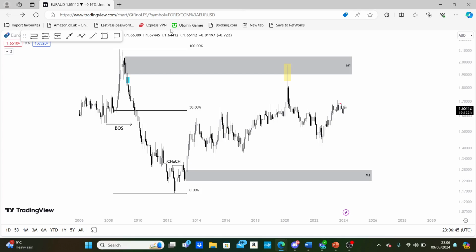Here we have a special request from one of our loyal subscribers, the Euro AUD, right? The Euro against the Australian dollar. And we start on the monthly time frame.